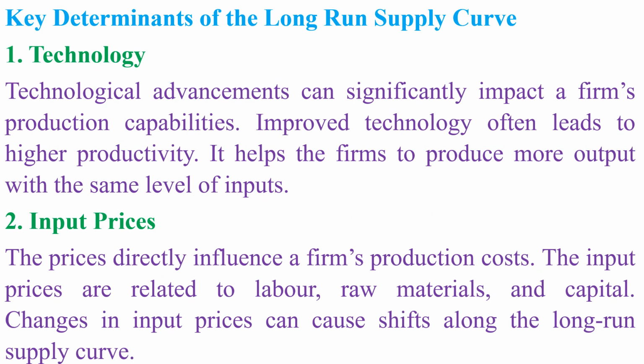Key determinants of the long-run supply curve. 1. Technology. Technological advancements can significantly impact a firm's production capabilities. Improved technology often leads to higher productivity. It helps the firms to produce more output with the same level of inputs. 2. Input prices. The prices directly influence a firm's production costs. The input prices are related to labor, raw materials, and capital. Changes in input prices can cause shifts along the long-run supply curve.